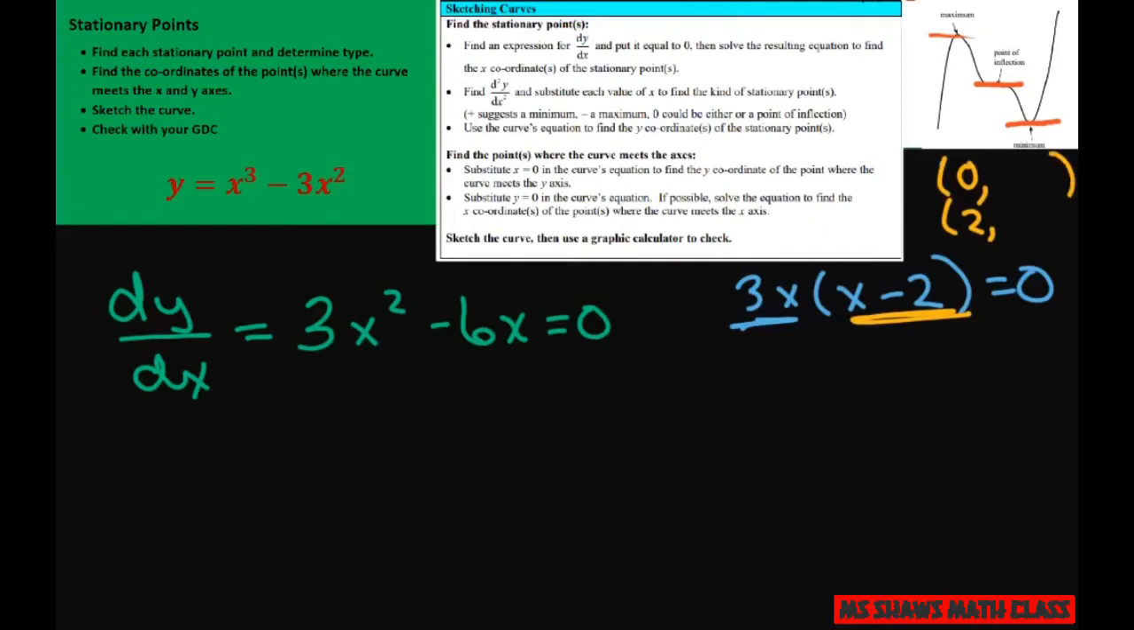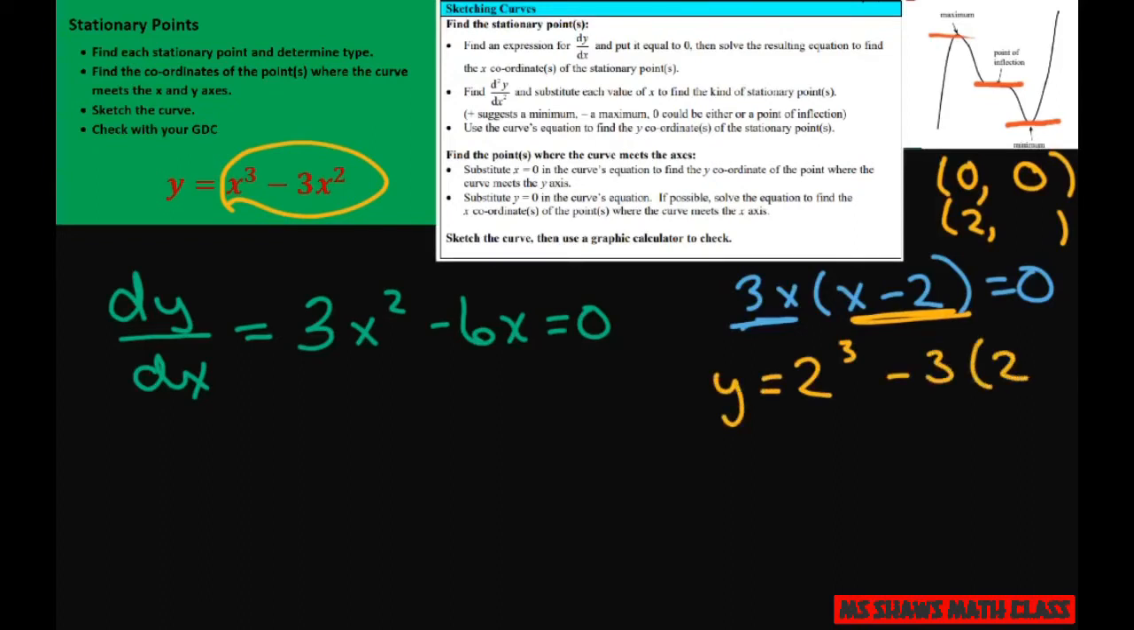Now let's go ahead and get our y value. You plug in 0 in here, we'll get 0. So that's at the origin. Now let's plug in 2, so we get 2 cubed minus 3 times 2 squared. This is 12. So 8 minus 12, that's negative 4.